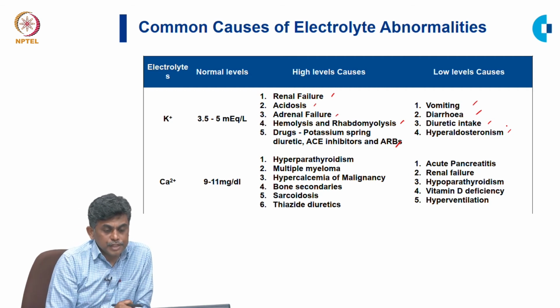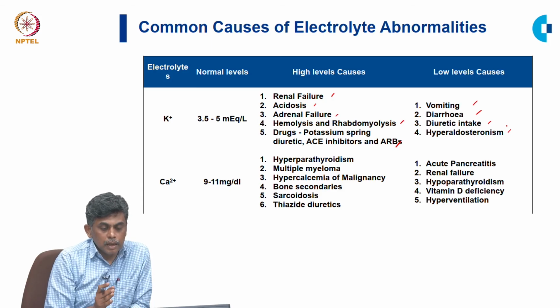Now coming to calcium. Calcium normal level is 9 to 11 milligram per deciliter. What are the causes where calcium can be above 11? Okay, so that's hypercalcemia. The more important cause there is hyperparathyroidism.